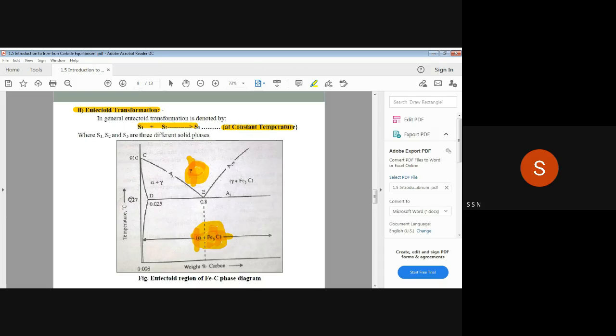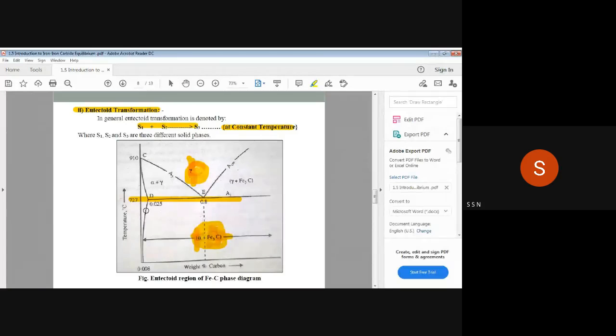Now at a certain temperature, 727, below this temperature, the phase present in that alloy is a solid phase, and that solid phase contains alpha ferrite and also cementite, or iron carbide. These two different solid phases are present. And if we heat above this temperature, then you will get another solid called gamma austenite.